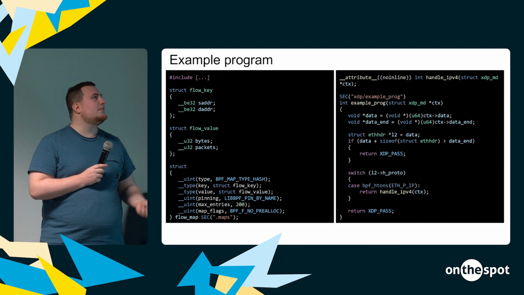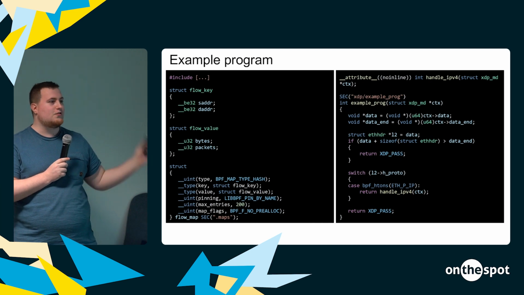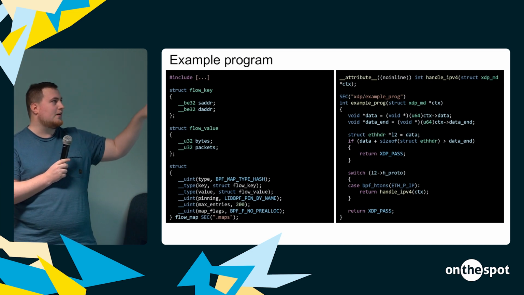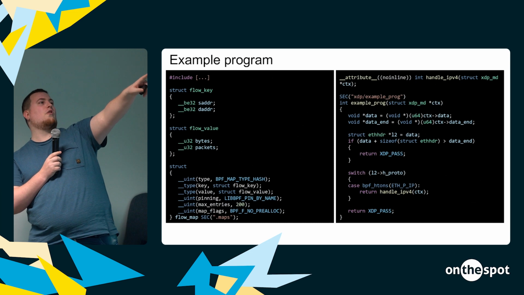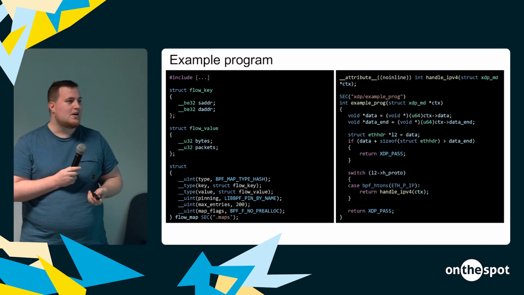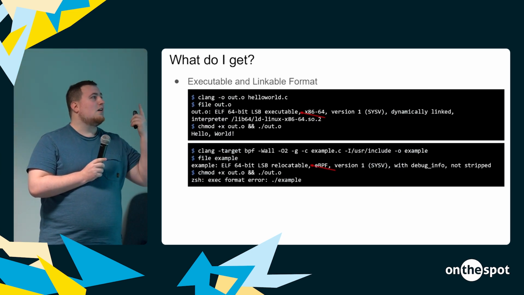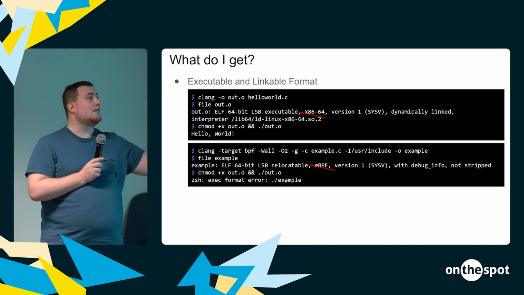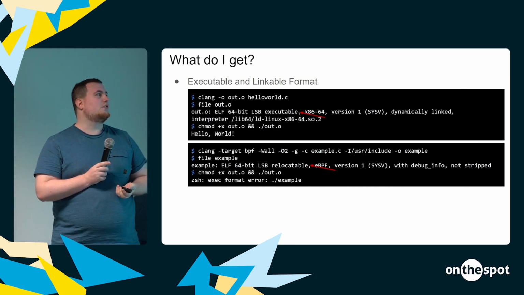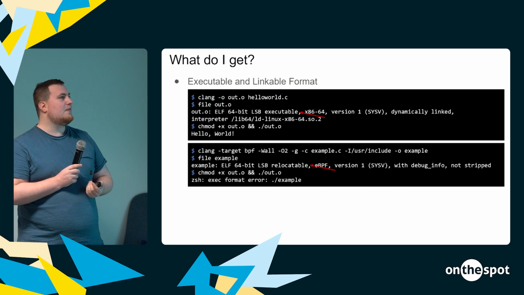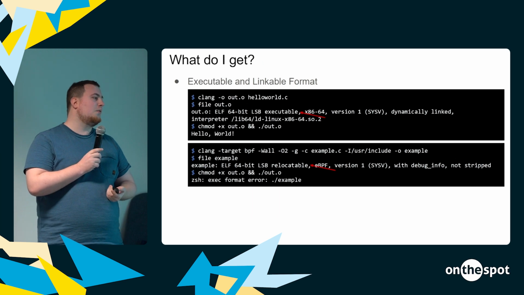I have a very simple program. It's an XDP program that just collects some flow information, so some bytes and packets for source and destination address. I couldn't fit it all on the page, so I have a little forward declaration there, but we'll get into that. So this is our C program, and then we compile it. Any normal C programmer will know the command above. Just clang, output something, and then we get an executable out of it. You give it permissions, you execute it, and it's hello world.